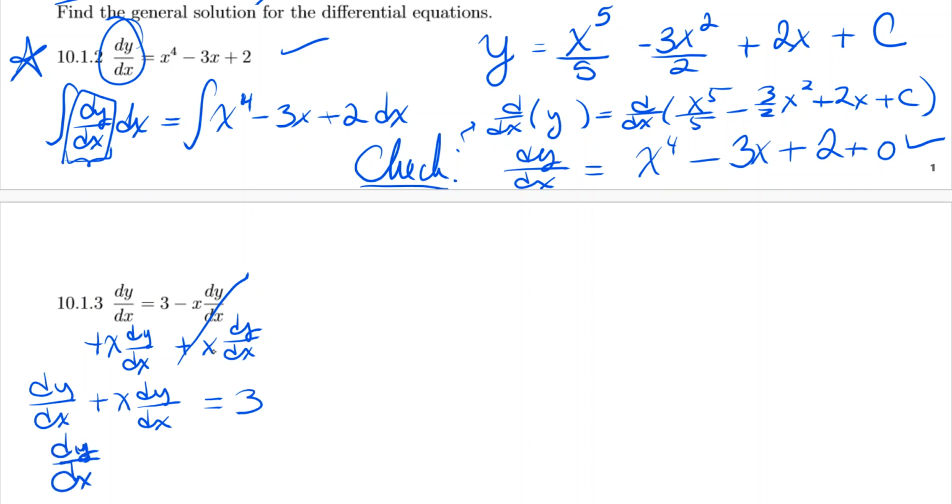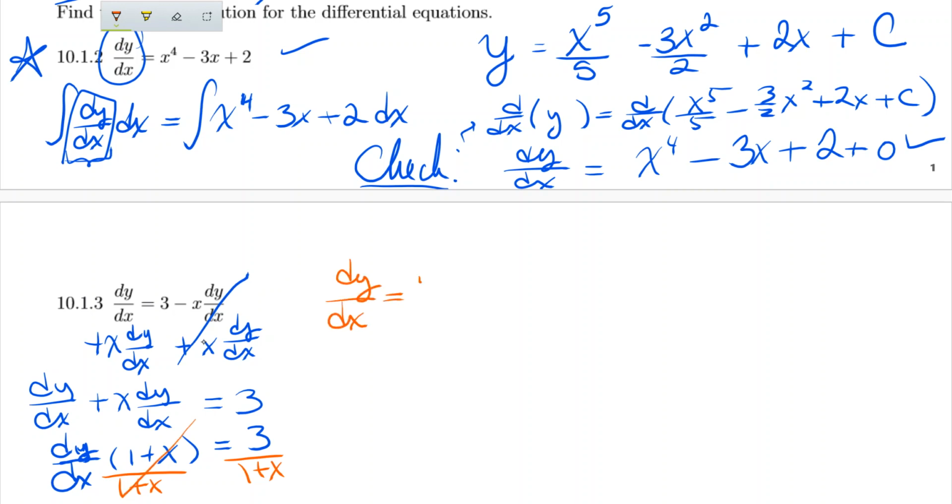Come on, that's supposed to be a y. I hope you trust me. So I'll be left over with 1 plus x equals 3. And then I like to change colors when I do a second action in the same line, because I'm just trying to get dy dx by itself. So now I'm going to divide by x plus 1, or sorry, 1 plus x. Those are the same thing. So in the end, I get dy dx is equal to 3 over 1 plus x.